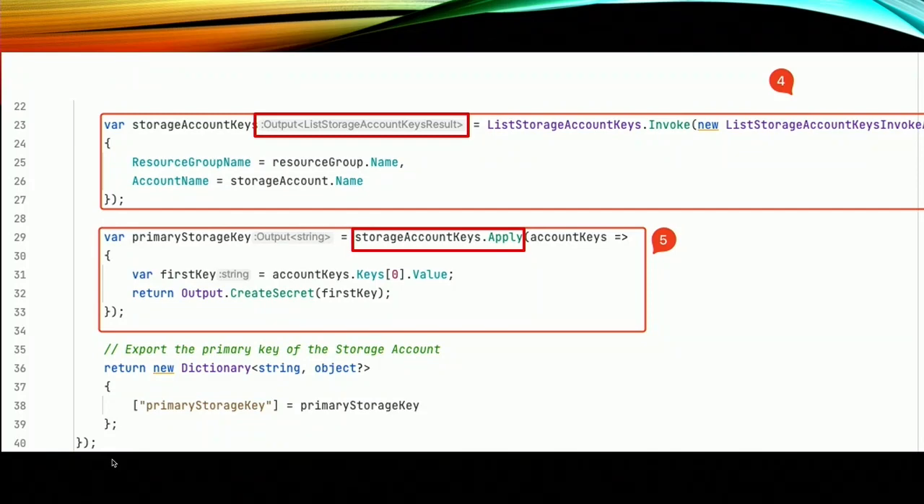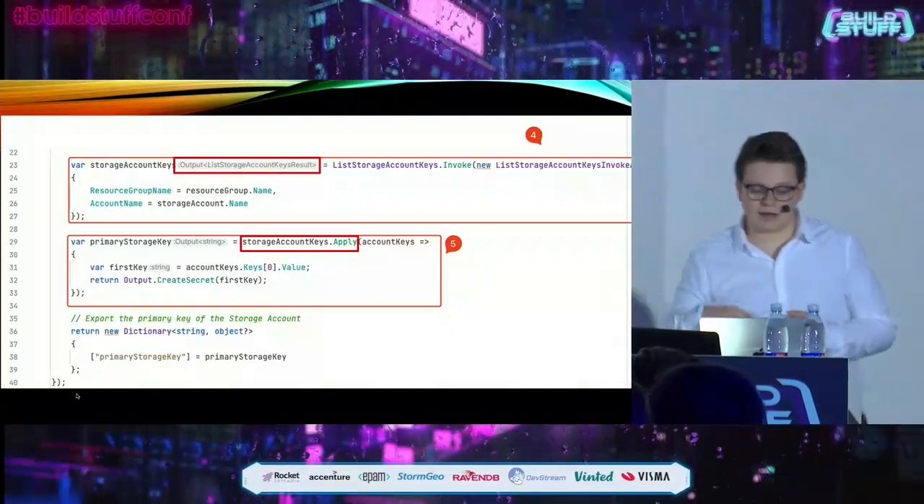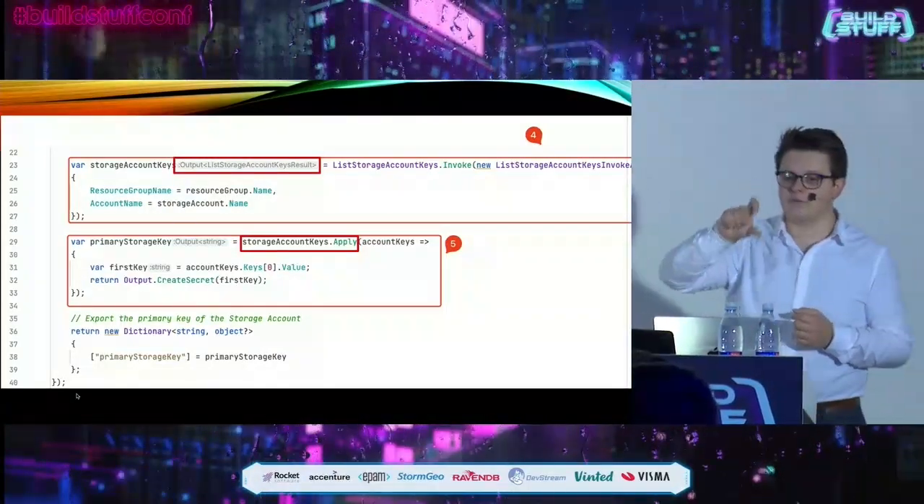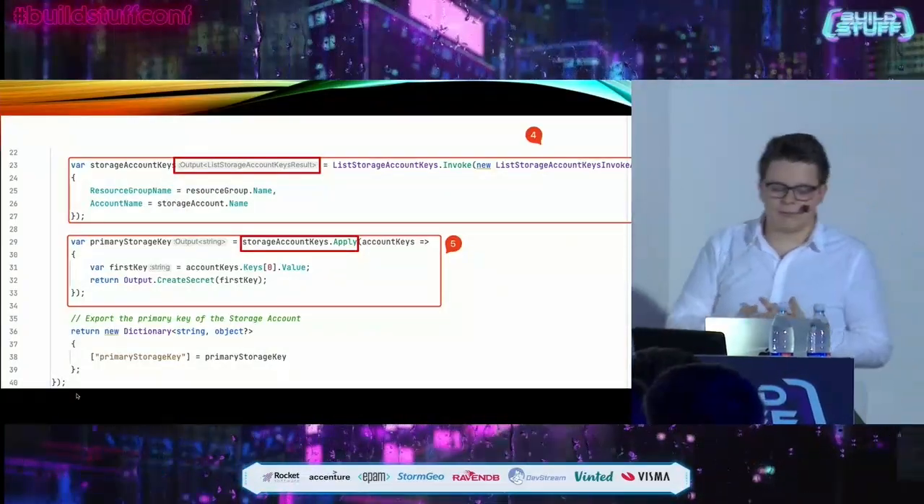So then we get the list of keys, we get the first key, and we get the value from it, and then we return a secret. And as you can see as well, on line 29, the type of primary storage key is not string, it's output string. Again, because that has to wait for the list storage account keys to have been invoked, to wait for the storage account to be invoked, to wait for the resource group to be created.